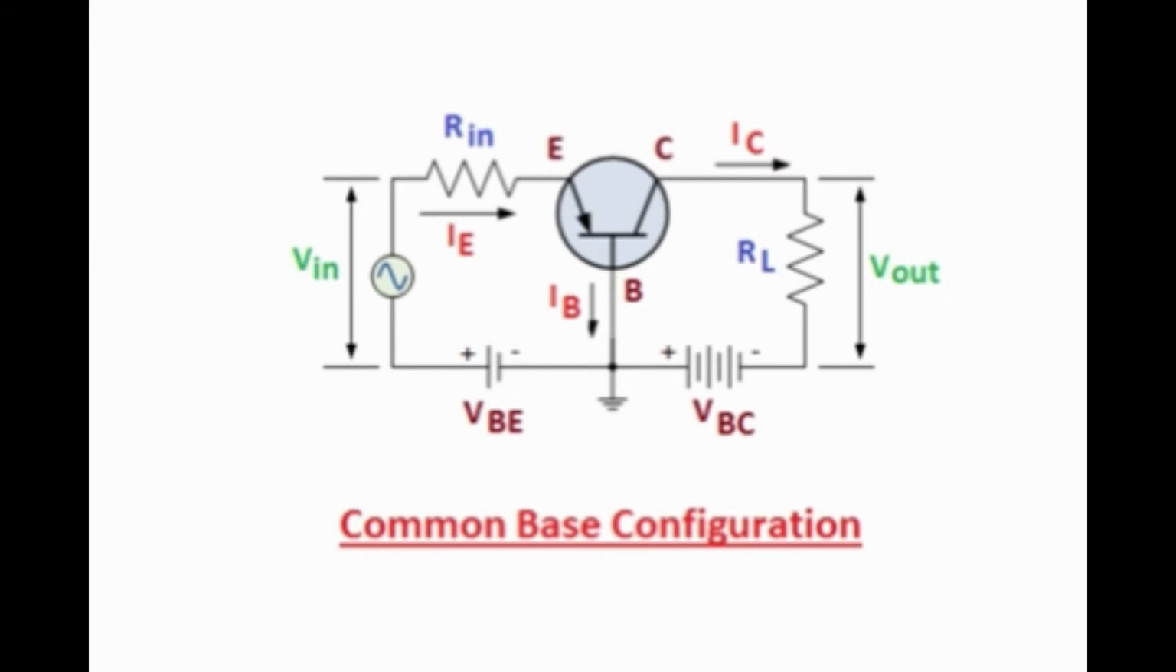Common base configuration, where the common base is shared between input and output signal. Voltage is applied at the emitter base junction and the corresponding output signal is obtained across the base collector junction. The base is connected to some reference voltage or can be grounded in some cases with the intention of making the base common between input and output signal. The following figure shows the circuit diagram of common base configuration.